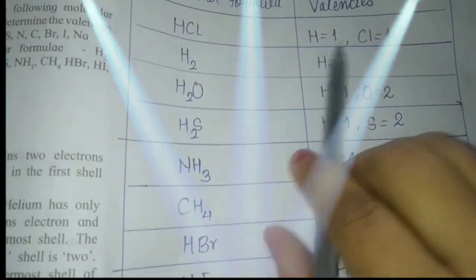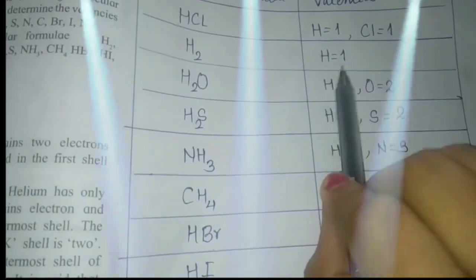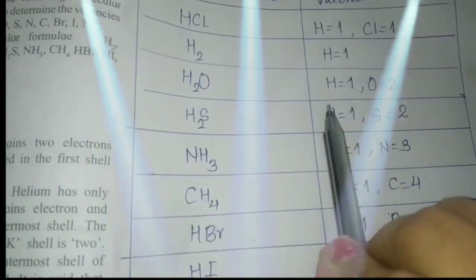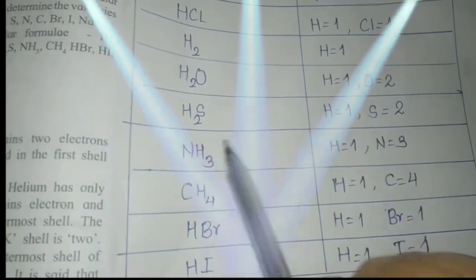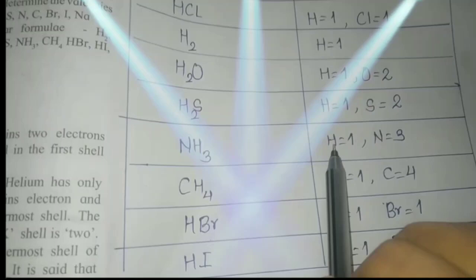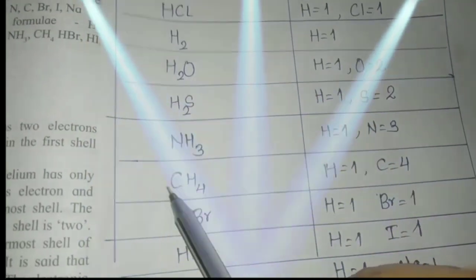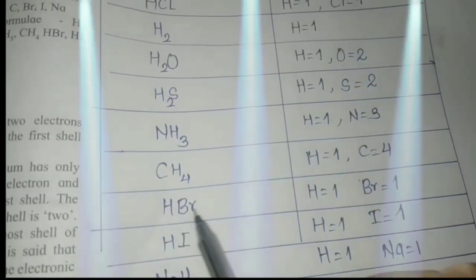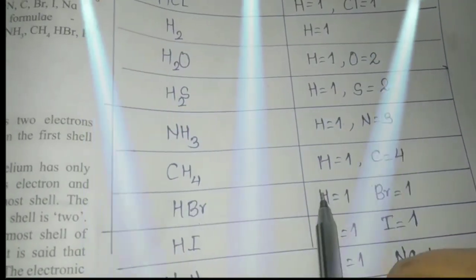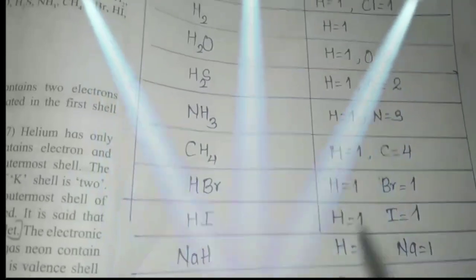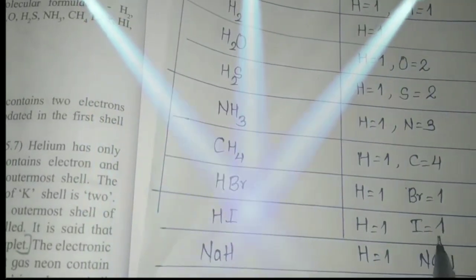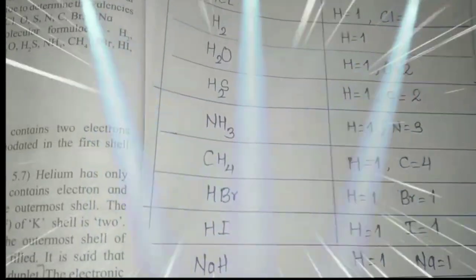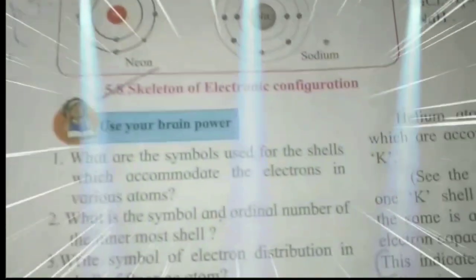HCl: H is 1, Cl is 1. H2: H is 1. H2O: H is 1, O is 2. H2S: H equal to 1, S equal to 2. NH3: H equal to 1, N equal to 3. CH4: H is equal to 1, C equal to 4. HBr: H equal to 1, Br is 1. HI: H equal to 1, I equal to 1. NaOH: H equal to 1 and Na is 1. See the next.